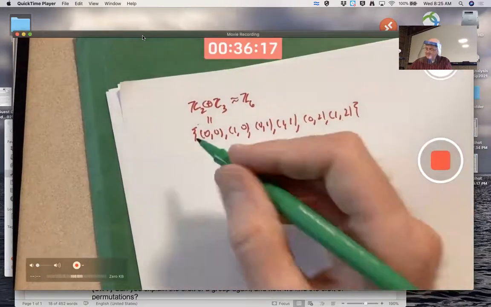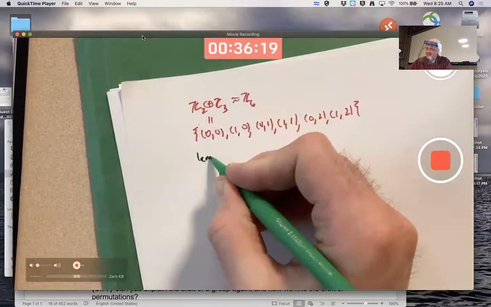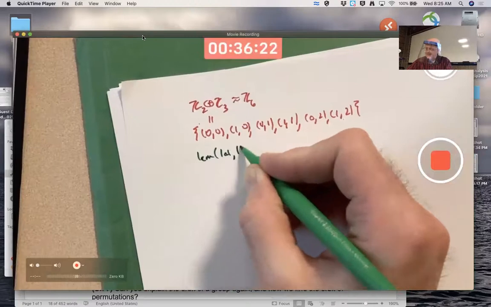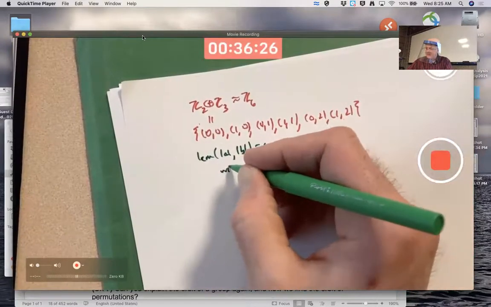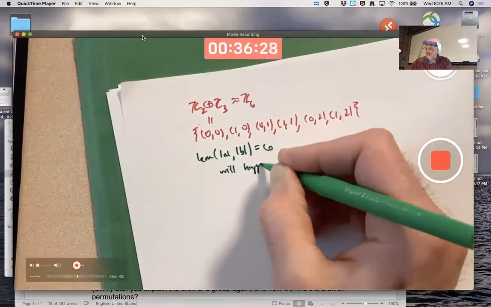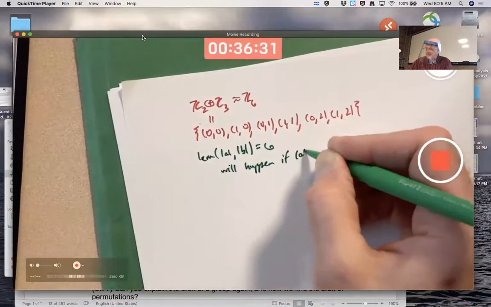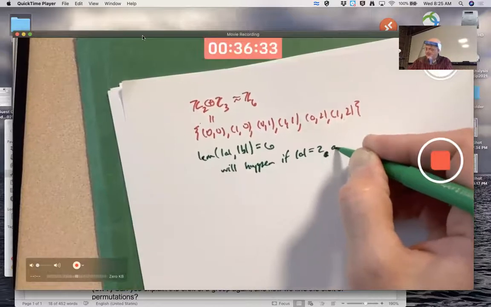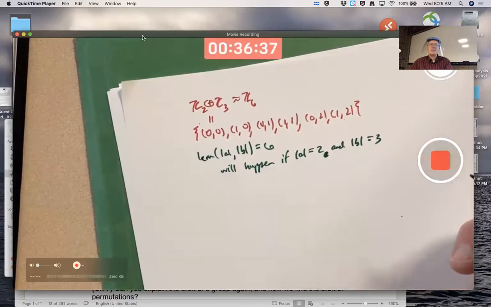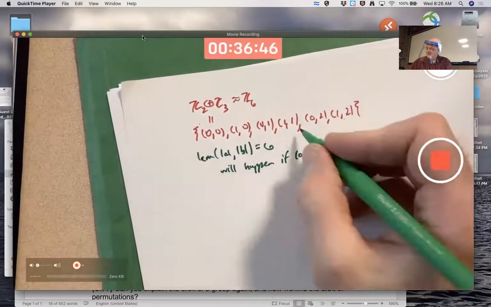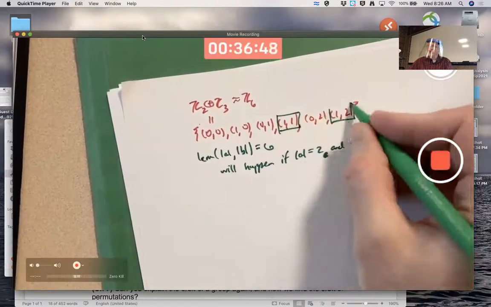I guess you could think about what would make the LCM of the order of a and the order of b be 6. You could be a little bit more systematic. That will happen if the order of a is 2 and the order of b is 3. So a has got to be the number 1, and b either has to be the number 1 or the number 2. There's your generators right there.